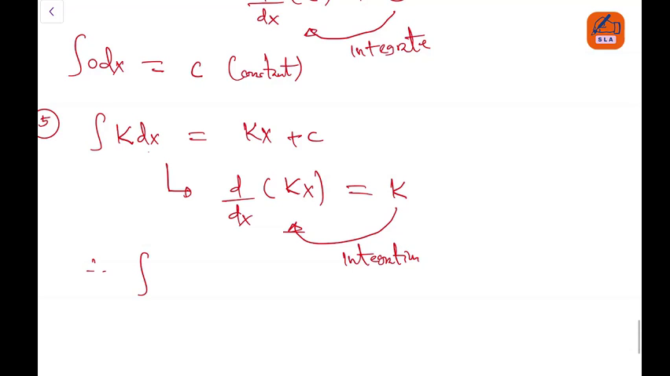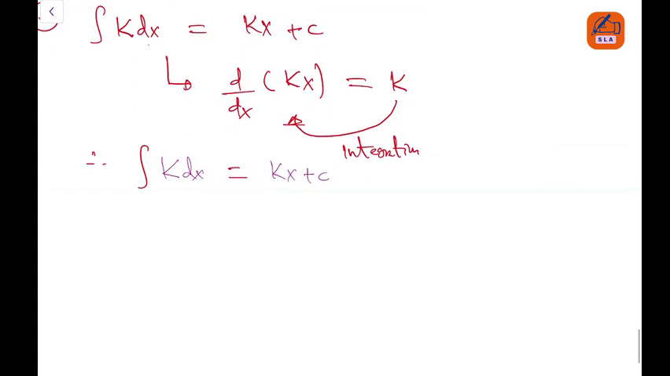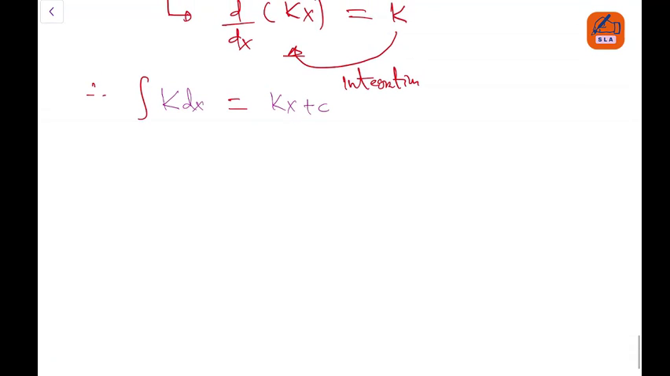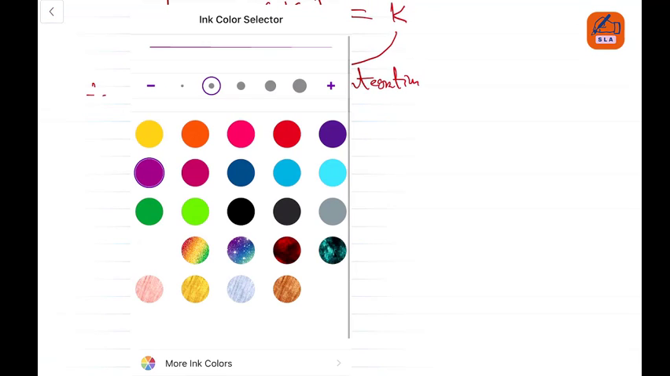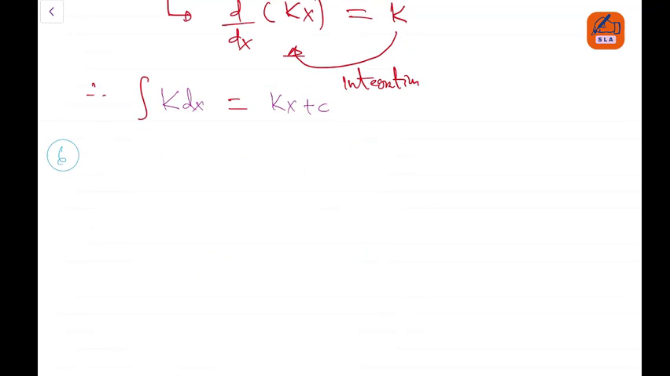That's why I said when I integrate this k dx, what I get is kx plus c. This is the meaning of this one. So we can still do more numbers on this one too. What more numbers can we do?